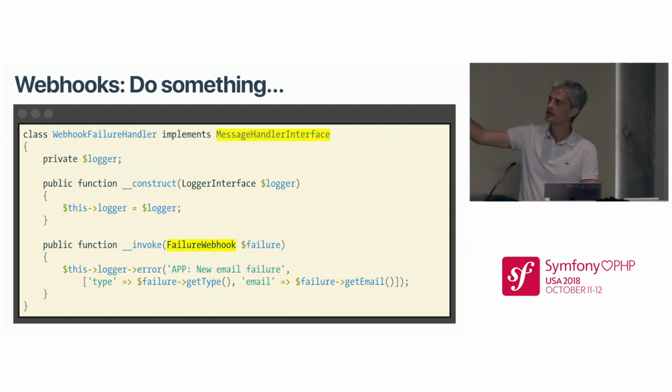You create a class, you implement the message handler interface, and then you type it with the webhook you're interested in, and you are doing whatever you want. And if you are using Symfony 4, the dependency injection container is going to figure out what you need. Here I need a logger, so you don't need to do any configuration whatsoever. So it's really just create this class, and you are going to start receiving the messages, and you are going to see in the logs the failures directly, right? I like that a lot.